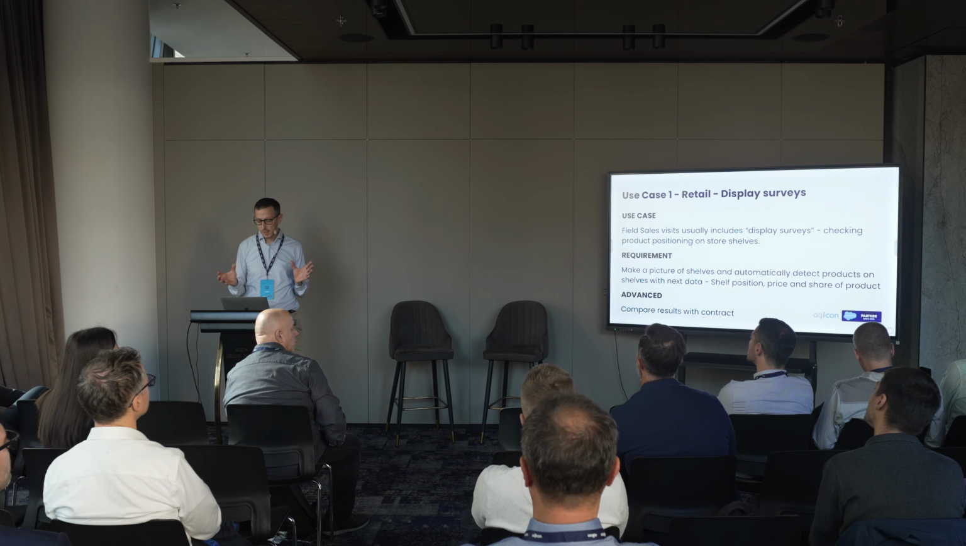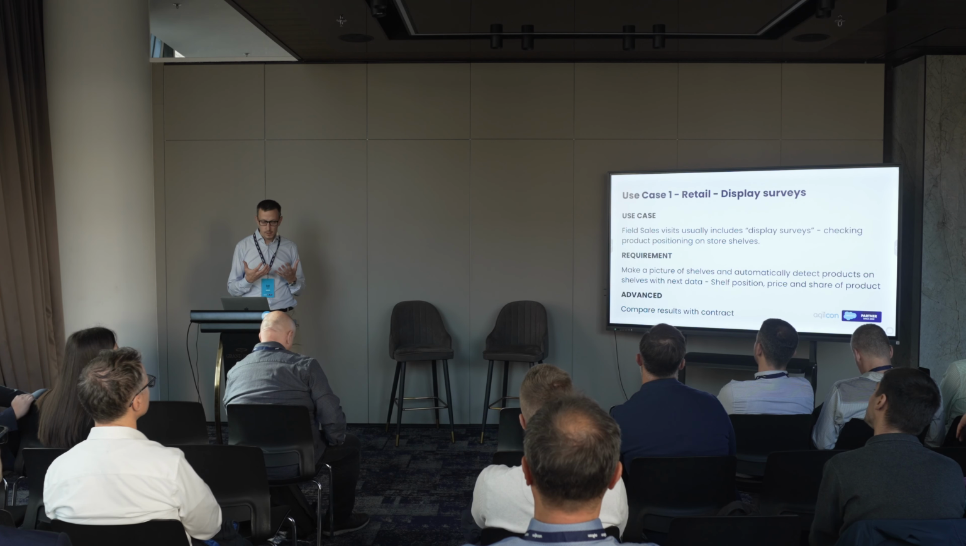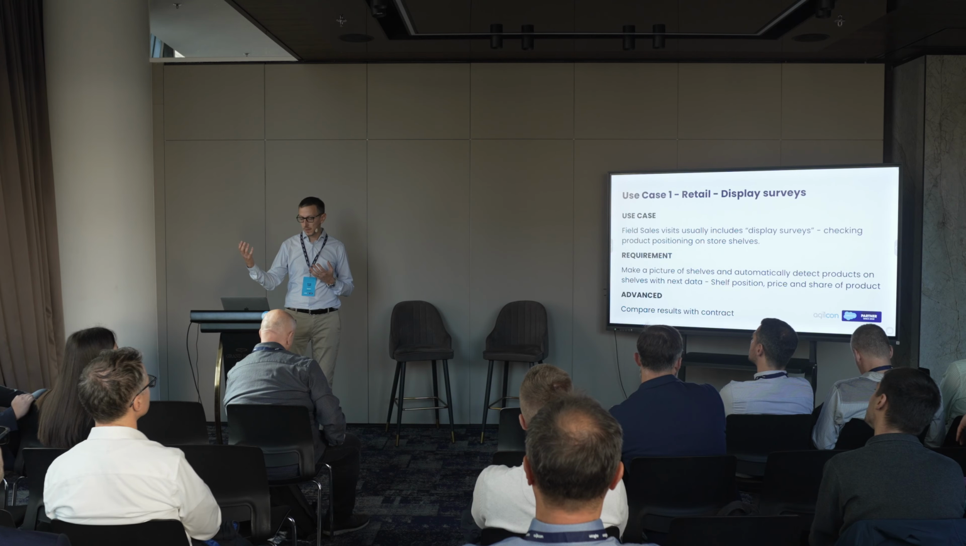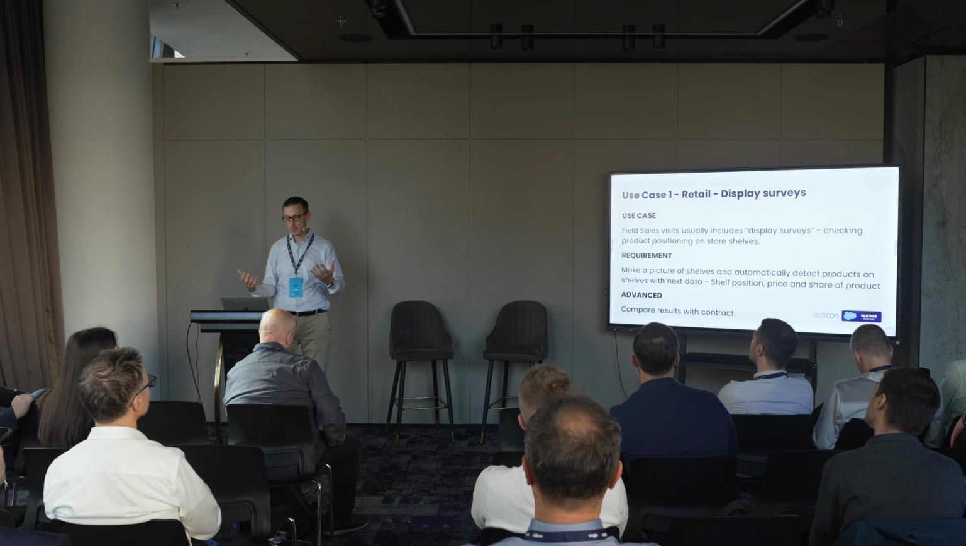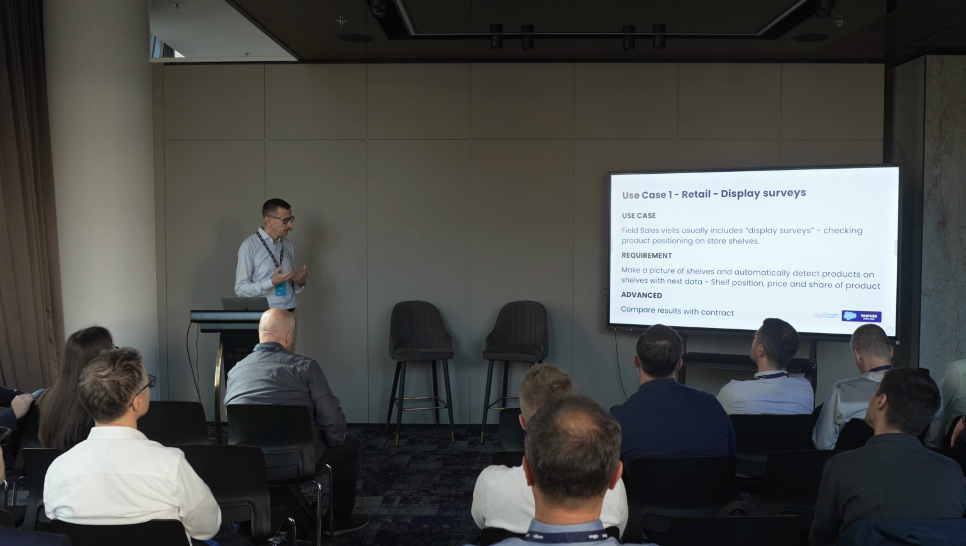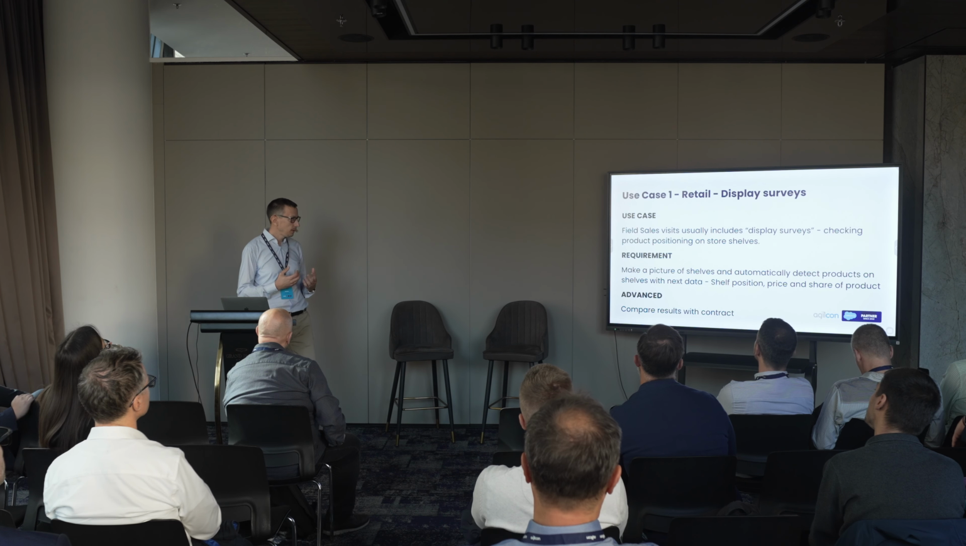This is a very good use case for AI, because AI can read data from pictures. You can extract information like brand positioning and shelf from the picture. Based on this data, AI can also compare the contract for that store with the situation in that store and give you a flag: is it okay or not? You don't need 100% exact results, but it's a good use case because if you have some mistakes, it's not a big problem.